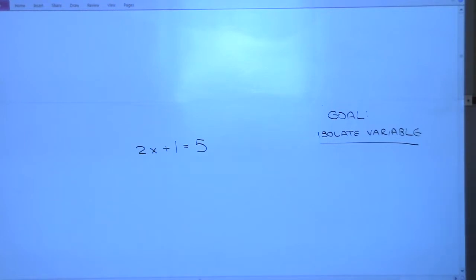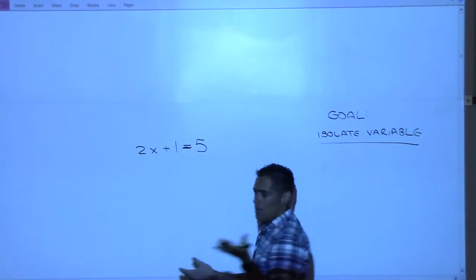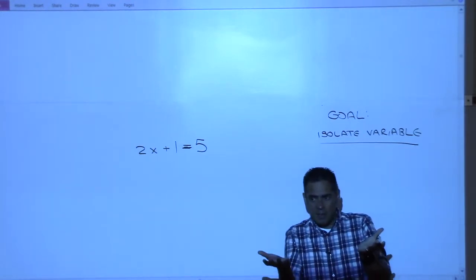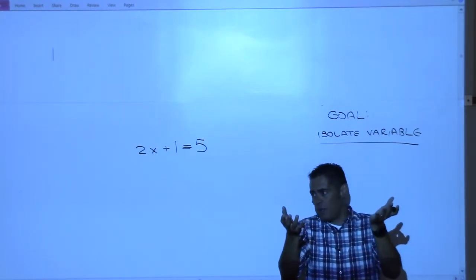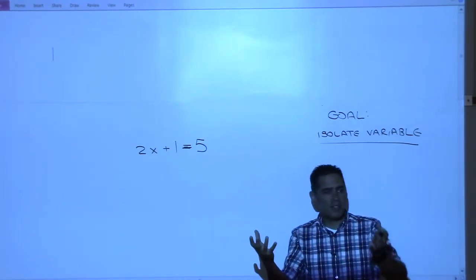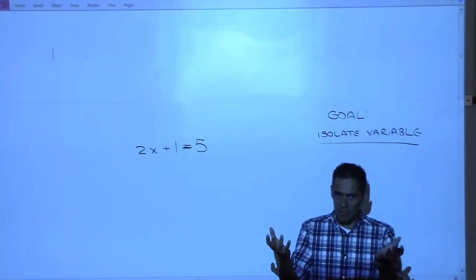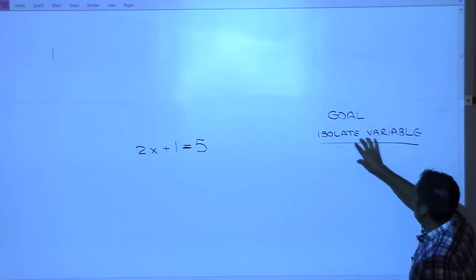Now, an equation is like a balance, right? You're allowed to add something to this side as long as you add something to this side, or you can take away on this side as long as you take away on this side. You can multiply this side by something as long as you multiply this side by something, right? This idea has already been implanted. All right, so I want to try and isolate the variable.